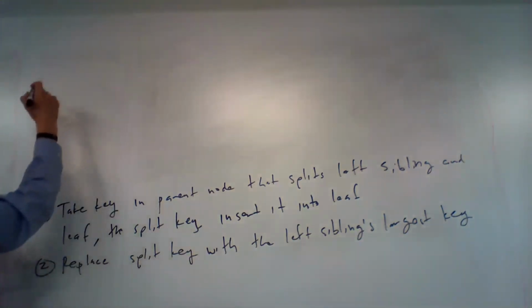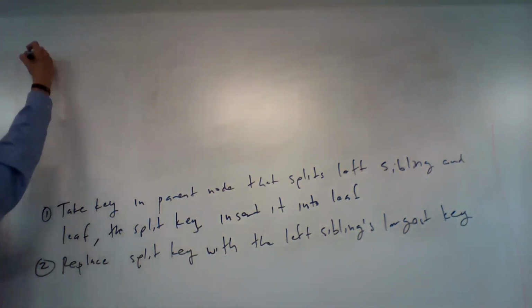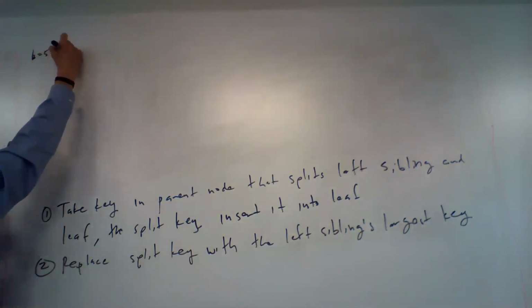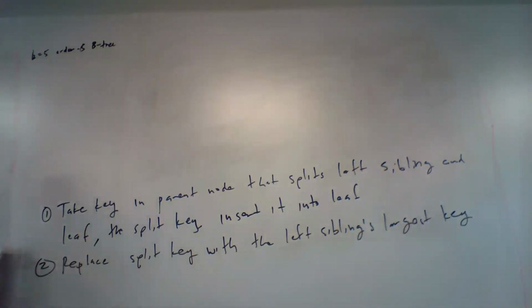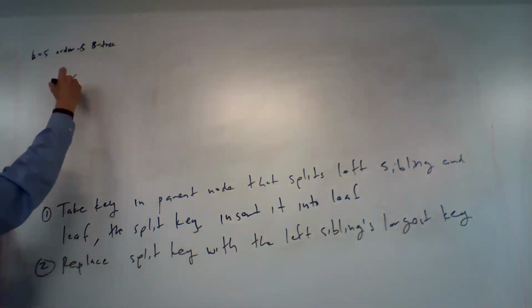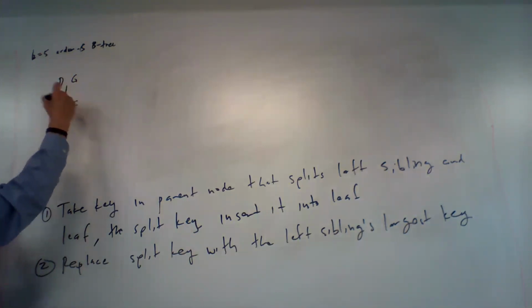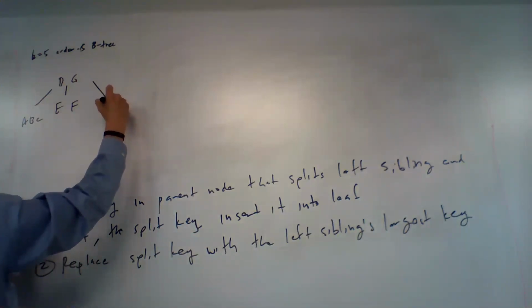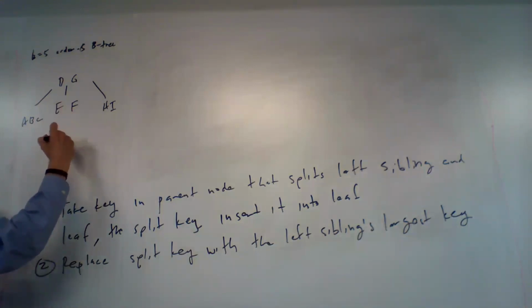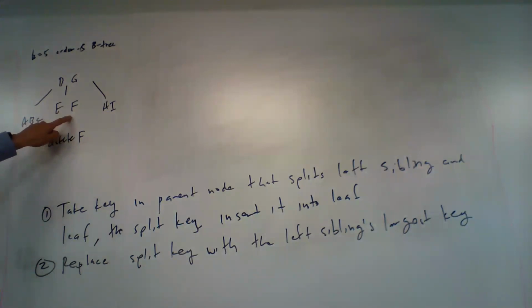So suppose I have the following order 5 B-tree. And I want to delete F. Okay, so when I remove F, the problem is that we need at least 2 values in every leaf. And so by deleting F, we're going to underflow. Okay.